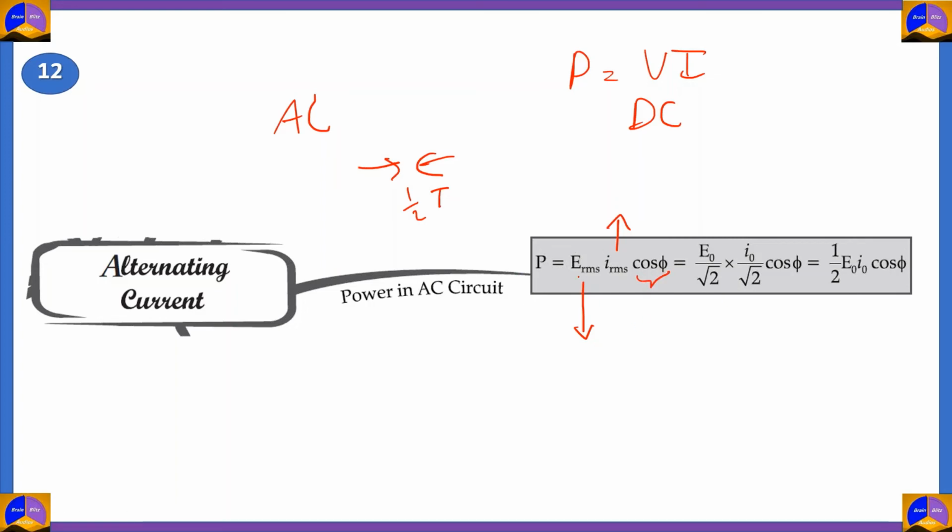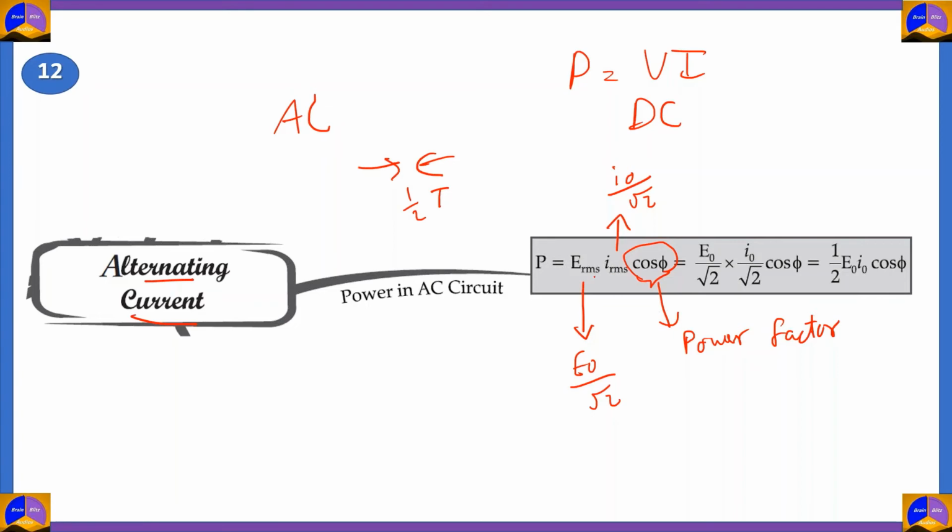So E RMS is peak value by root 2. I RMS is I0 divided by root 2. That's peak value divided by root 2. And then cos phi is the power factor, which is dependent on phi, the phase difference. So this formula can be used in all kinds of circuits, whether it's an inductive circuit, capacitive circuit, resistance, LC, LR, RC, or even LCR series circuits. All circuits which contain alternating current.